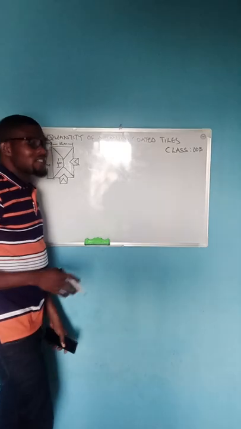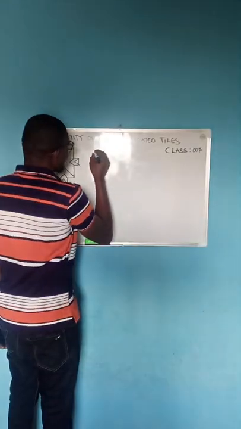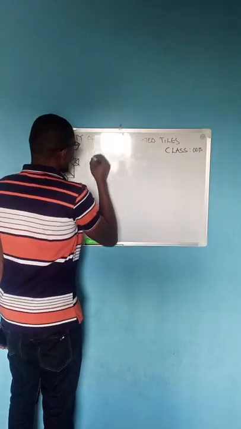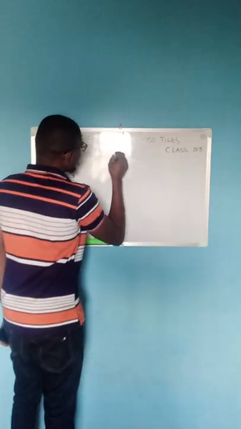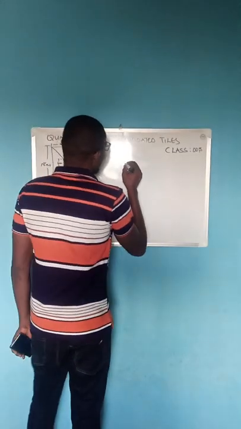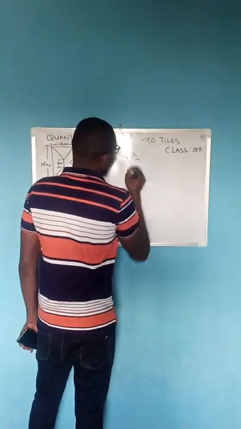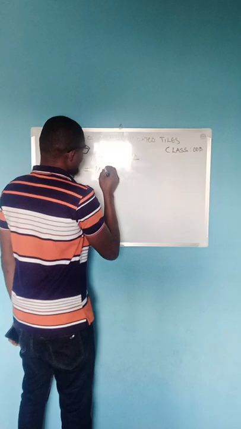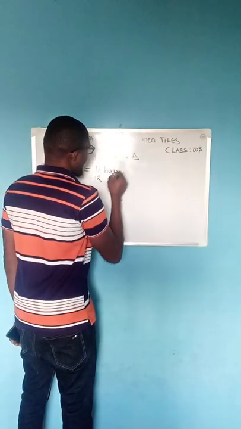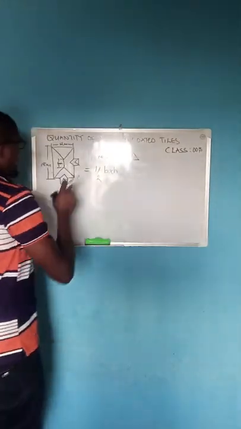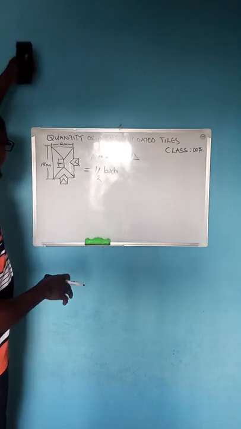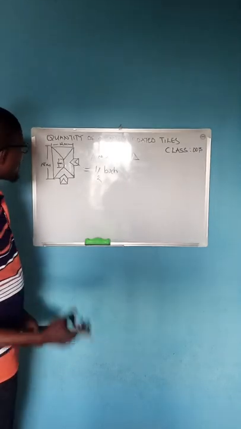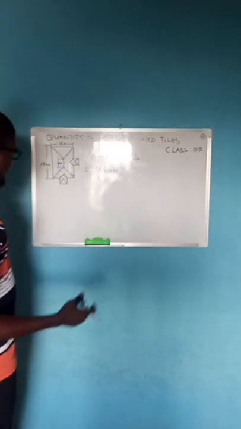Now, how do you do it? First, you know that the area of a triangle is equal to half base times height. This is the area of a triangle. Half base times height. Now, if you want to measure this, you have to go up there.